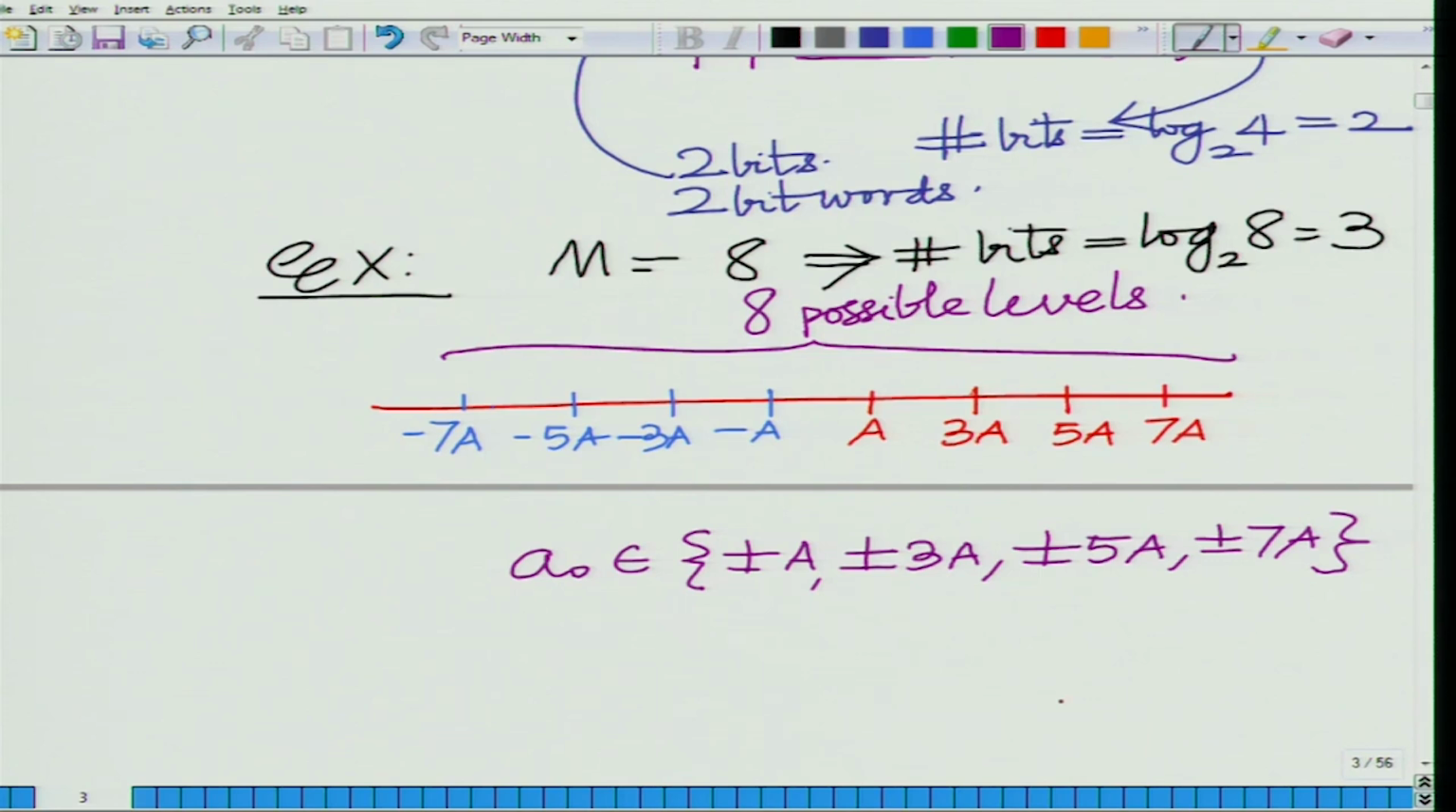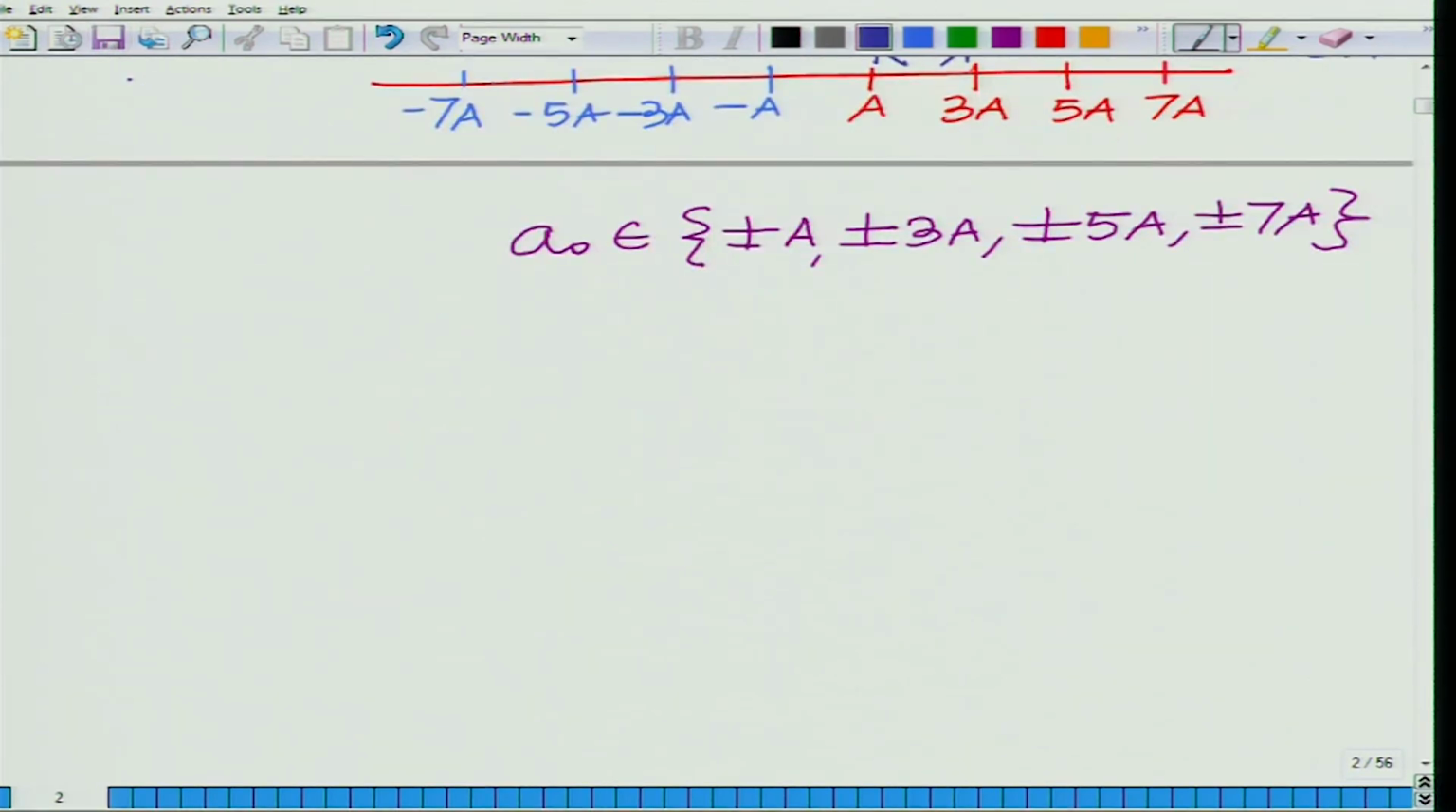And we are keeping a constant distance between these levels. The distance between levels is equal to 2A. So we have 8 levels, we are considering an M equal to 8 constellation, which means there are log 8 to the base 2, that is 3 bits per symbol. The levels are plus or minus A, plus or minus 3A, plus or minus 5A, and plus or minus 7A. So this is an 8-ary PAM, pulse amplitude modulated constellation.